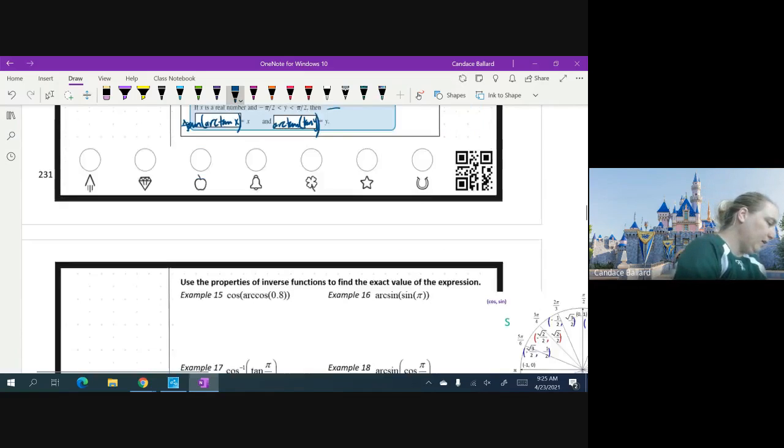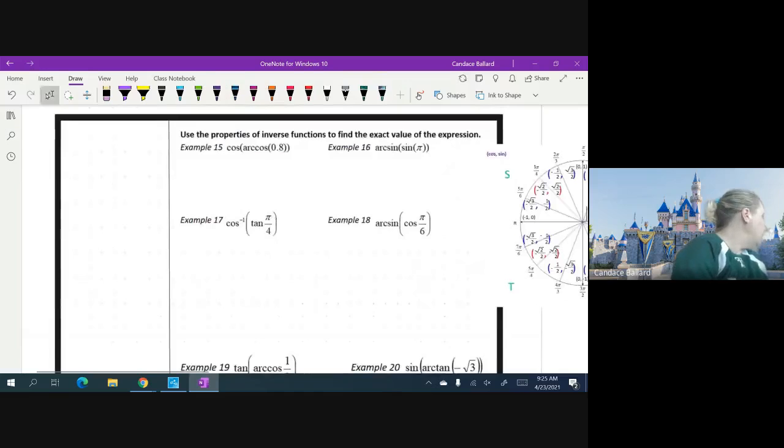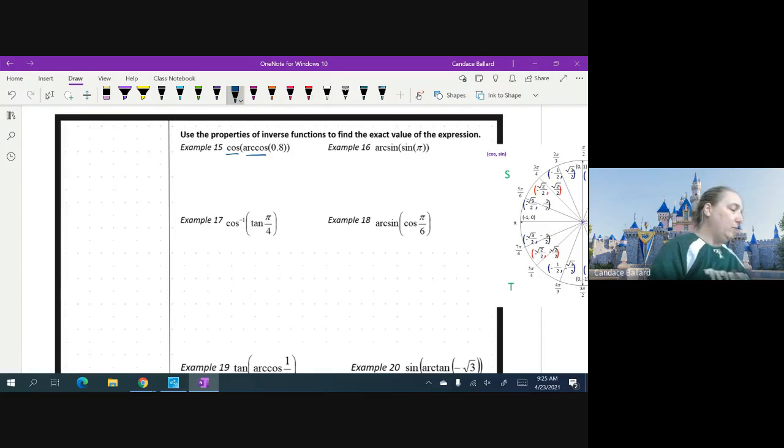Okay. So let's take a look at example 15 and 16 here. So first of all, we notice that we've got a cosine of an arc cosine. Okay. So what do we know about cosine and arc cosine? Can you tell me in the chat, please? What did we just say happens when we have cosine and arc cosine?